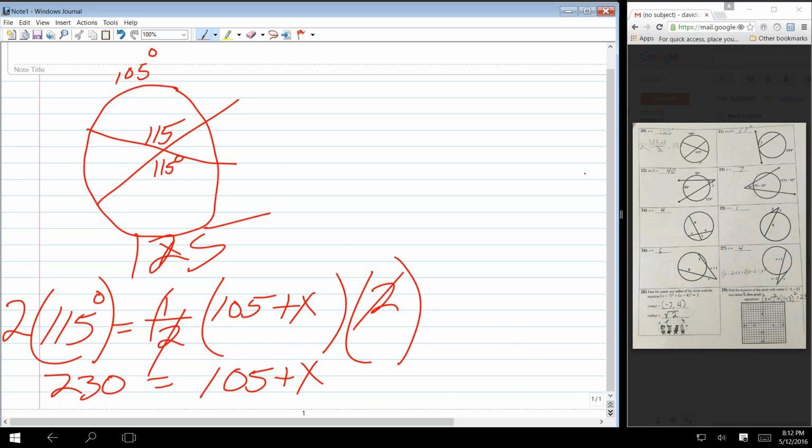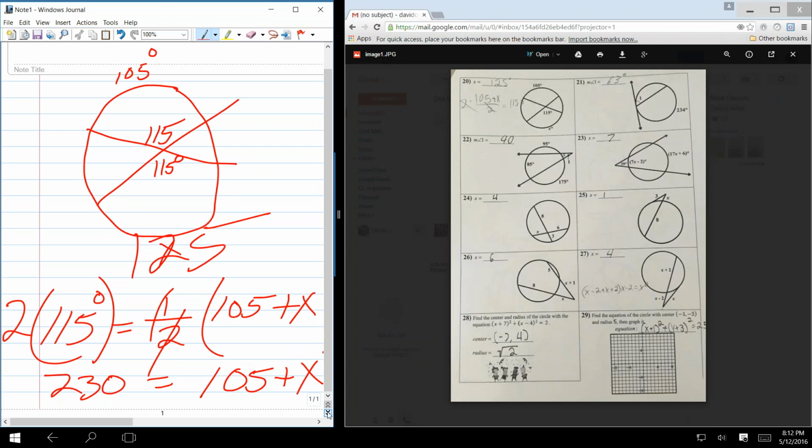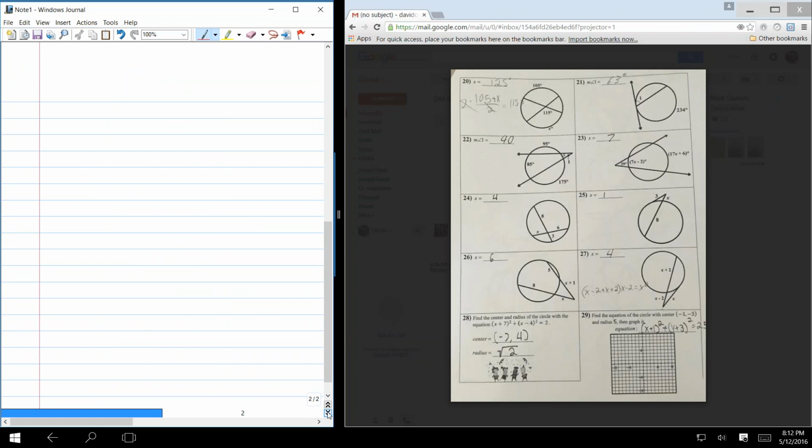Cool. So that's intersecting chords. And you know what? Let's jump to problem 24. Because 24 is also intersecting chords, but it's only about the measurements. Now, there's no angles involved. It's strictly segment lengths.